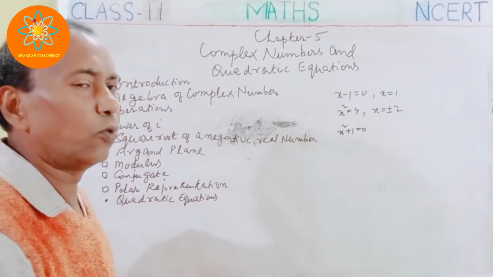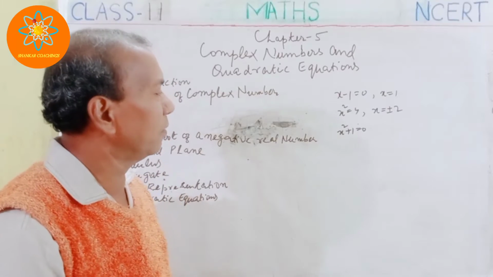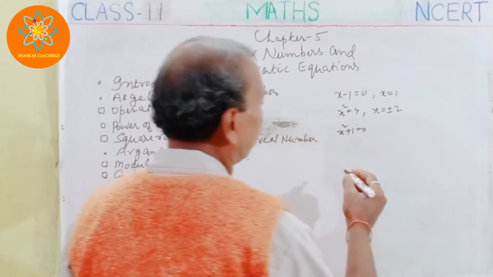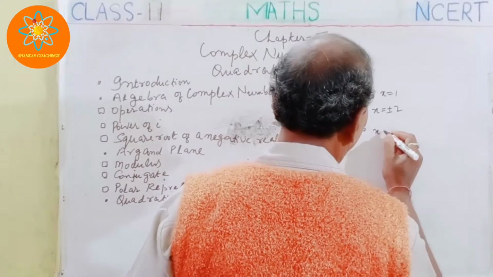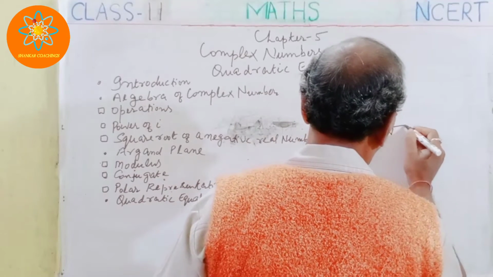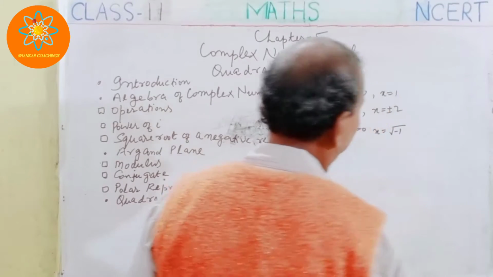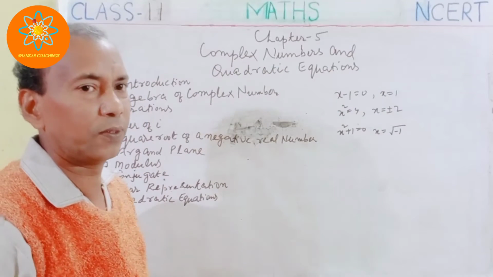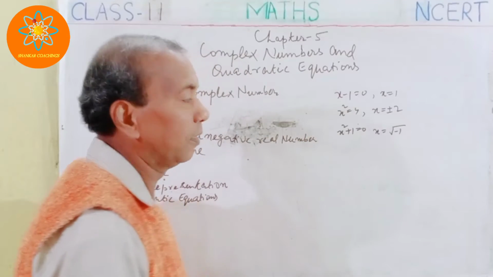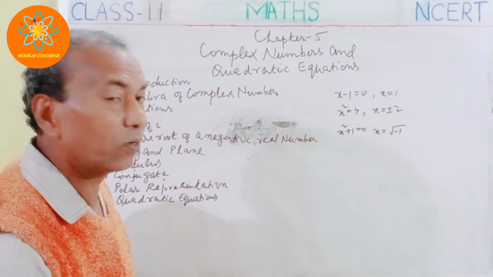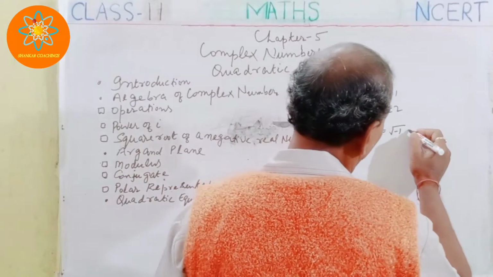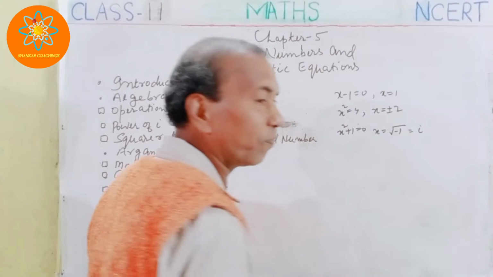Similarly, suppose I have one equation, x square plus 1 is equal to 0. Then it has no solution in the real numbers. So with this, you will find that x is nothing but the under root of minus 1. So this under root of minus 1 is not a real number, so we call this a complex number, and we denote it as iota or i.